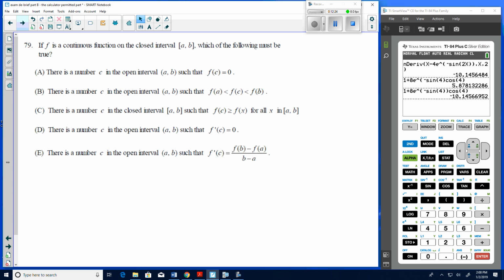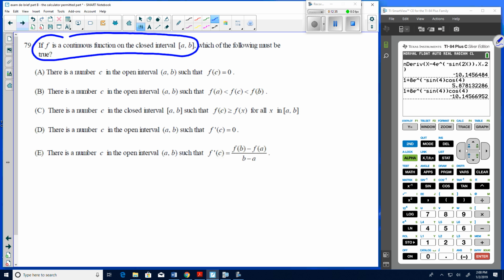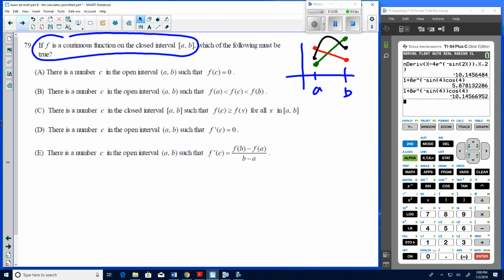F is a continuous function on a closed interval. What must be true? So one of the things you might want to do is just imagine all the possible continuous functions on a closed interval. So we have a closed interval from A to B, and we're just drawing various continuous functions. So maybe it goes like that. Maybe it goes like that. Maybe it has some sort of whifferdale in there where it goes up and then down. There's an infinite number of continuous functions.